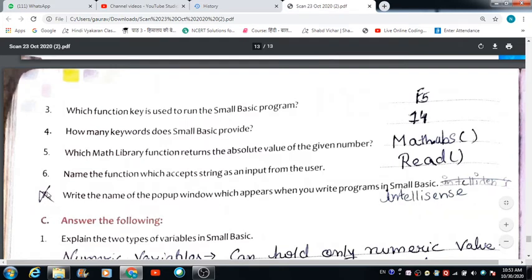You have to do the seventh one also. Please don't cut it. Okay.